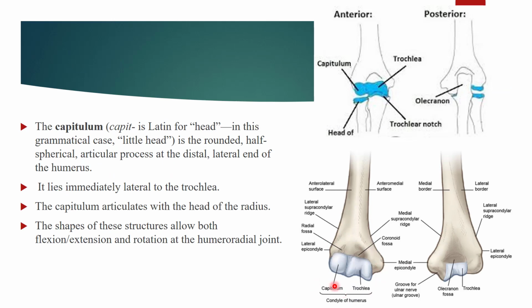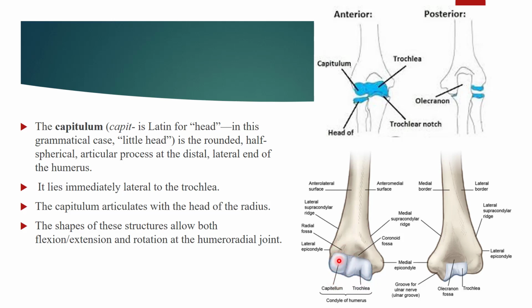Now there are two condyles which you have to study. See here, this is the capitulum and on the medial side there is the trochlea. The word capitulum comes from capit, which means head. This is just like a little head, that's why it is named capitulum. The capitulum and trochlea are condyles of the humerus. Above them there are epicondyles, because epi means above, and above the epicondyles there are supracondylar ridges, the lateral supracondylar ridge and the medial supracondylar ridge. So we will study the capitulum and the trochlea, which are the condyles of the humerus.